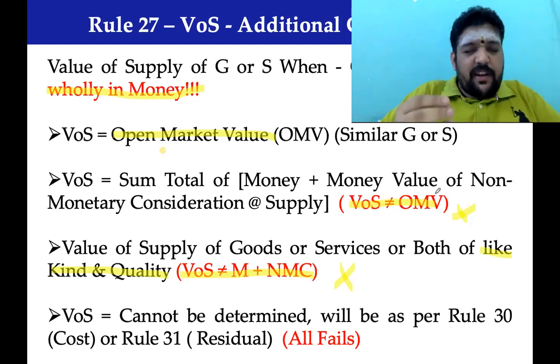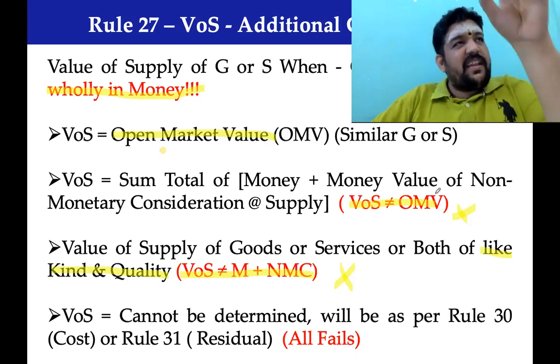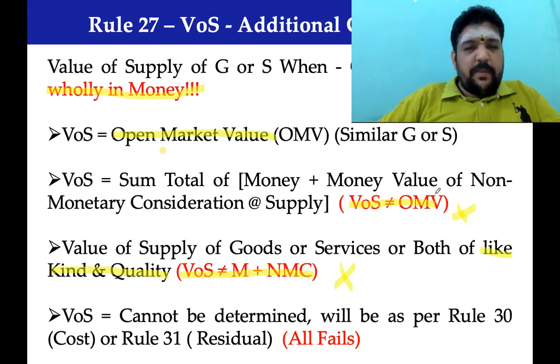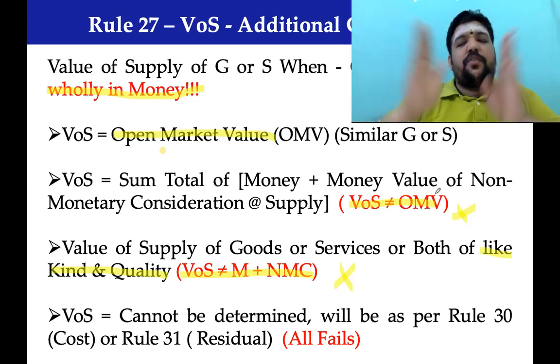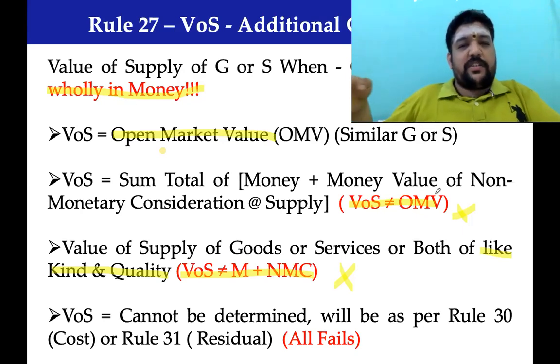In those exceptional cases, why break your head? Like this, you have a similar supply of goods. Like this, you have a similar supply of service. You can use those similar supplies of goods or services.